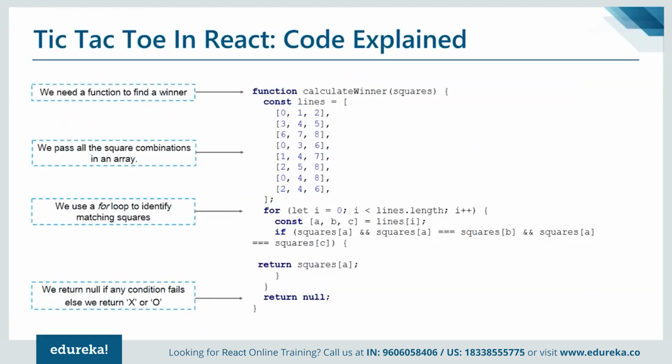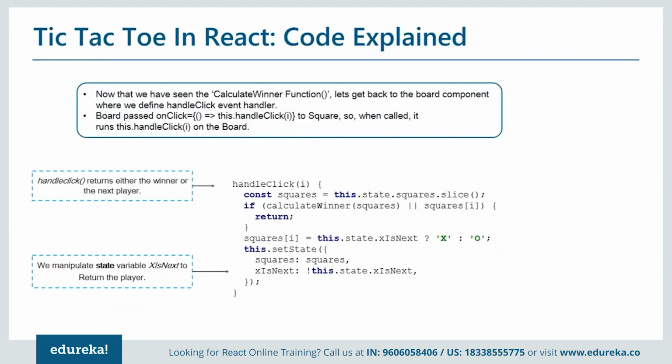There is a function called calculateWinner, which is required to find the winner. We'll pass all the square combinations 0, 1, 2, 3, 4, 5. All these are the square combinations, on which we can loop to identify the matching squares. Finally, we'll return null if any condition fails, else we return X or O. So that is the calculateWinner function.